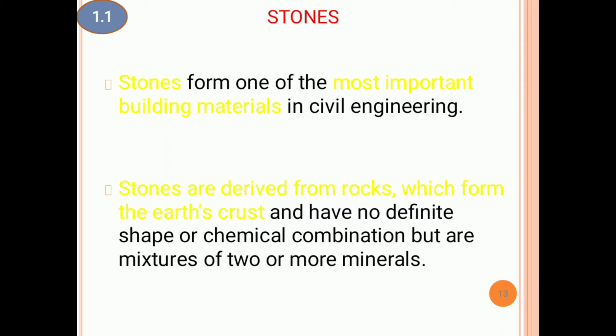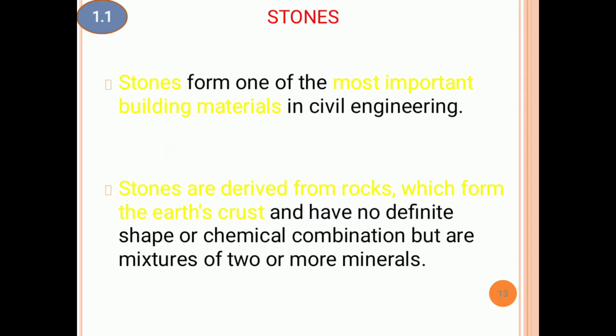Because it's naturally, freely available. It's God created. It's a natural material, a natural resource available in plenty, and one of the cheapest materials to be used widely in the construction industry. Not only is it cheap, it has all the good properties and good strength properties which can be used in construction.